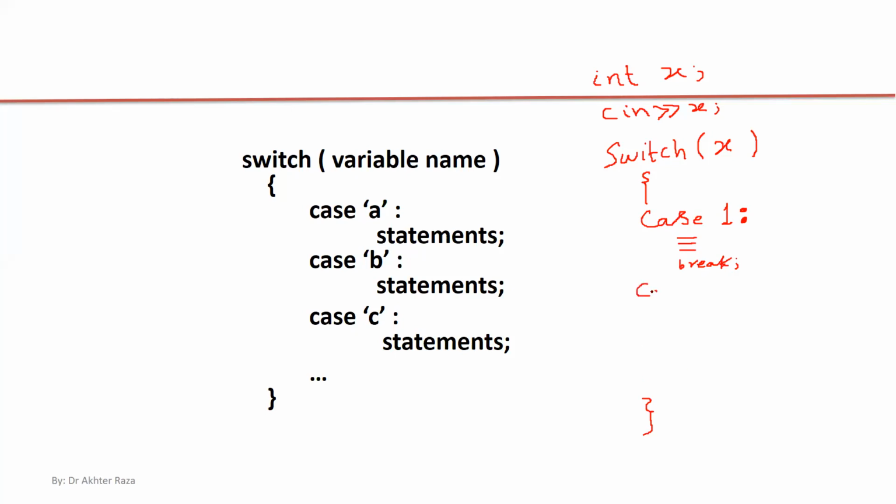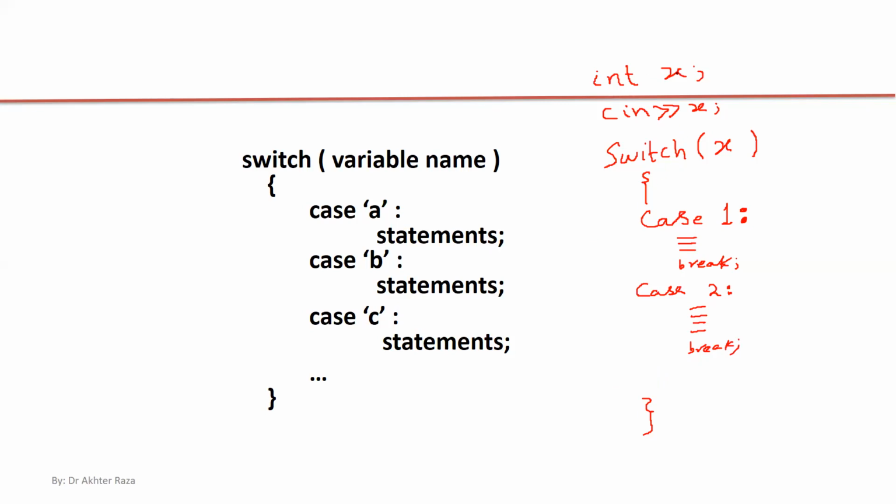Now case 2 and a colon, then a list of work, then a break, and so on. Then another case, then another case, and finally we may have to write down the break. So this is the very simple structure.